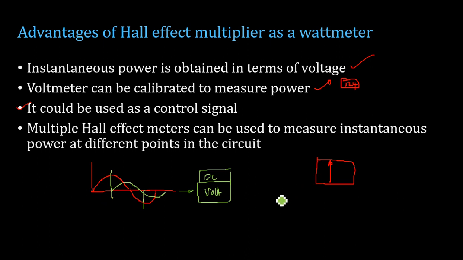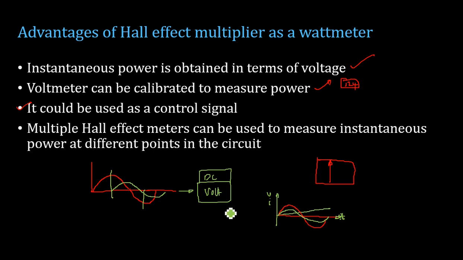If it is a purely resistive circuit, how will it work? In a purely resistive circuit, your current as well as the voltage are in phase. So when you instantaneously multiply them, you will always get positive values. So it always shows a positive value. So this is voltage and current.